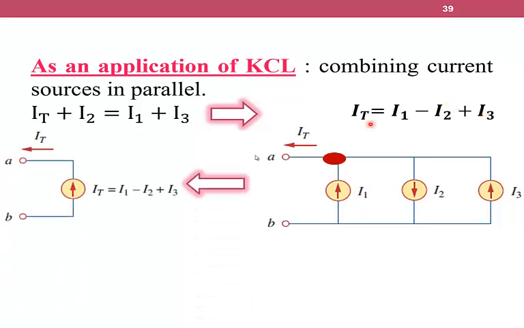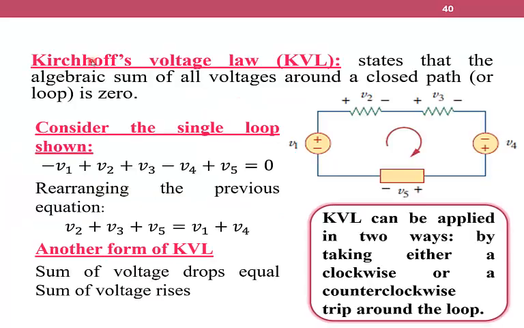So we may replace these current sources by one equivalent current source which has this equation. Now we are going to explore Kirchhoff voltage law, KVL, which states that the algebraic sum of all voltage around a closed path or loop equals 0.